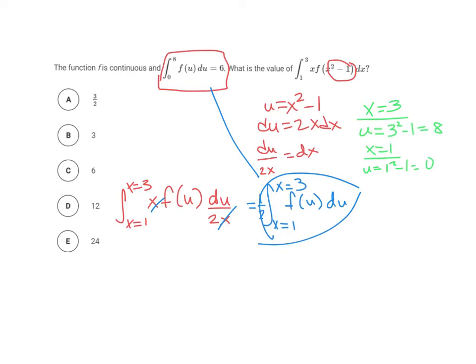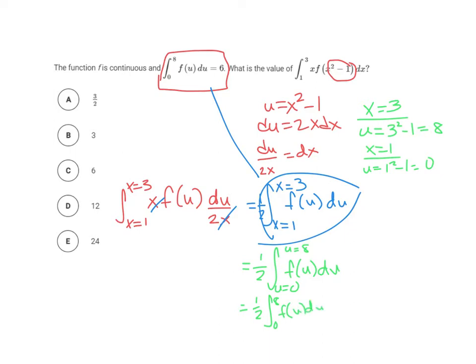That's looking good. So now I can rewrite this equation here as 1/2 times the integral of f of u du from u equals 0 to u equals 8. And you'll notice that that's the same thing I have listed above.